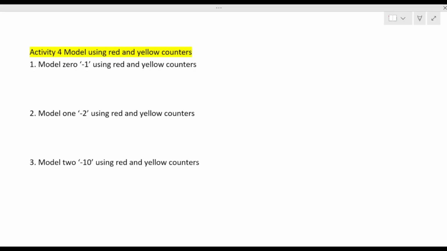So now you can understand, if you want to model a negative 1, how would you do it? Negative 1 means you should have a red counter. So if you want to have only one red counter, you can add as many yellow and red counters of the same number, isn't it? For example, you can have maybe 3 yellow and on the other side 3 reds so that they all get cancelled.